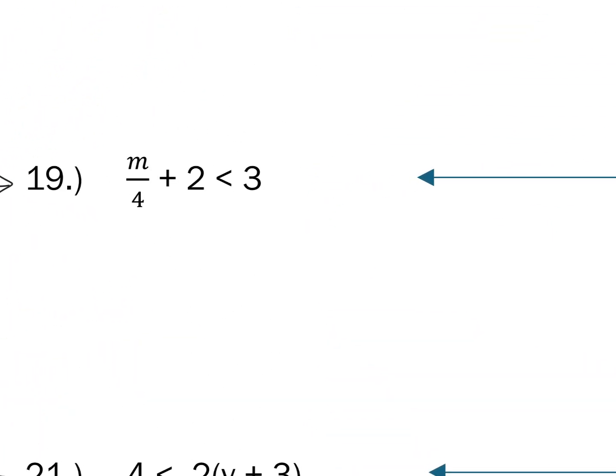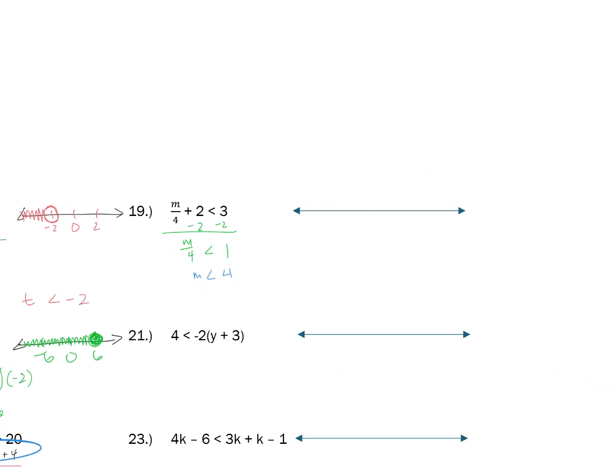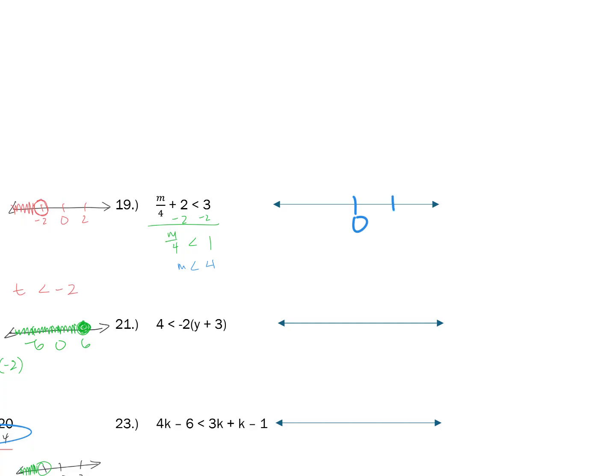19. Subtract 2, m over 4 is less than 1. Multiply by 4, m is less than 4. That one, very straightforward. 0, 4, -4, and we have an open circle on 4, shade to the left because that's all the numbers less than 4.